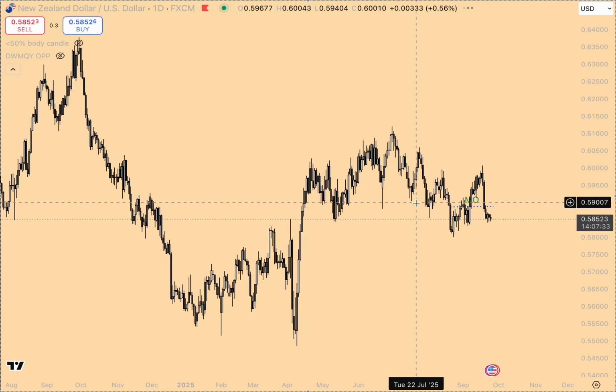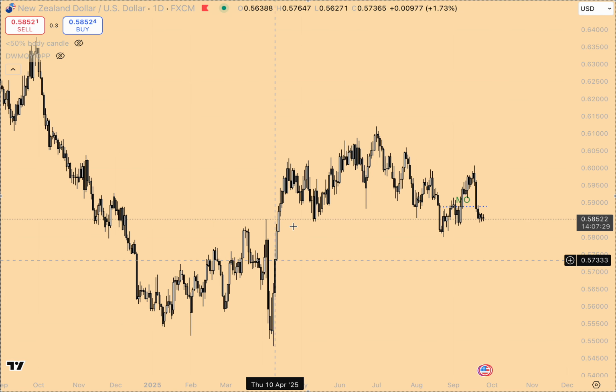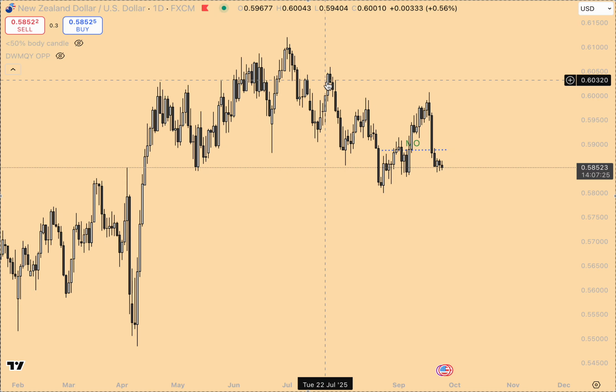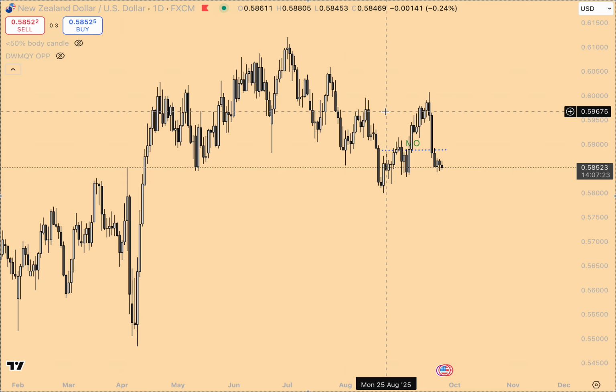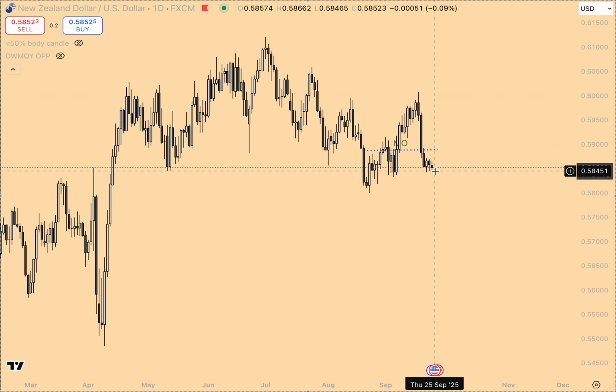Okay, so we have this impulse move down, then we have this retracement back up, and now we're having lower prices and lower prices, lower highs, lower highs, lower highs, right? That's all we're making. So for me, I don't want to look for buys from here. There's nothing telling me to look for buys from here.